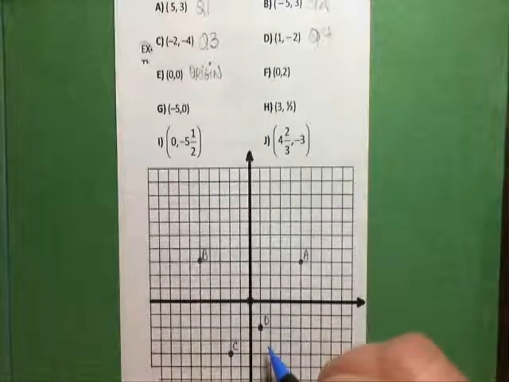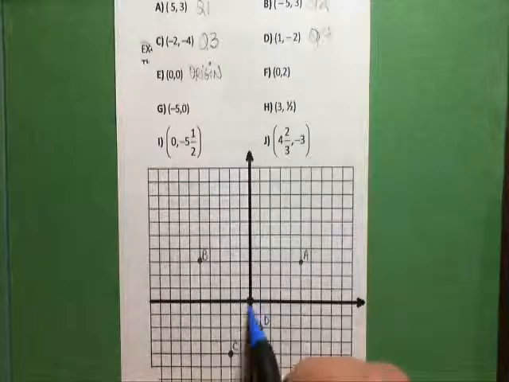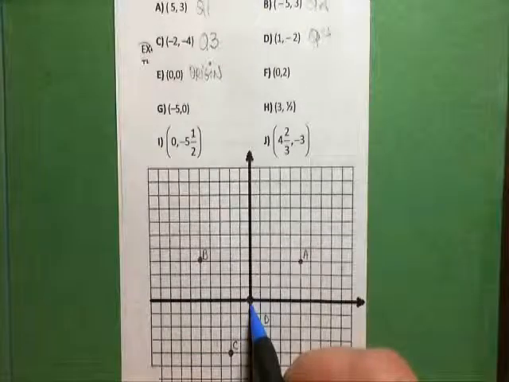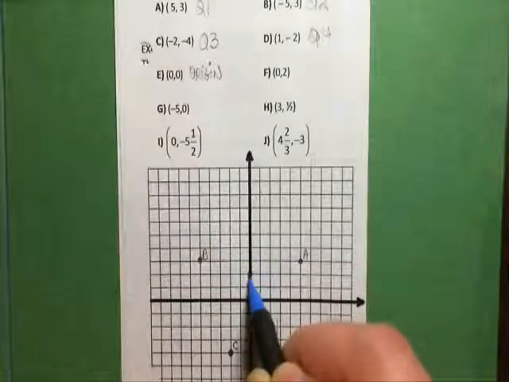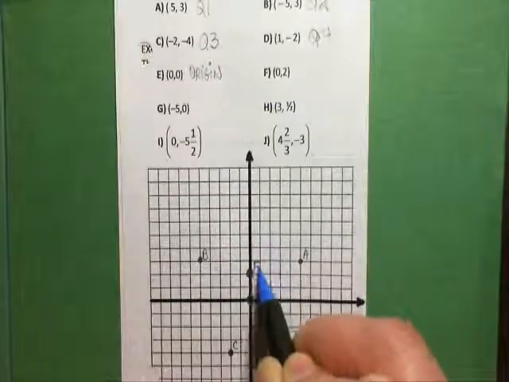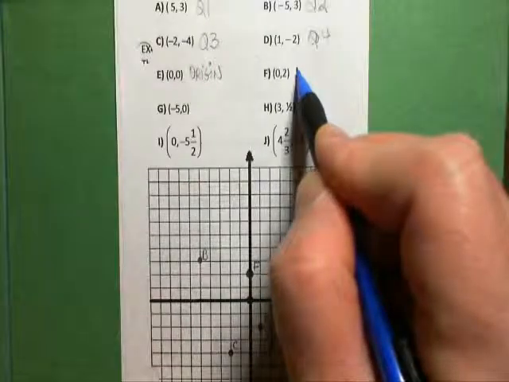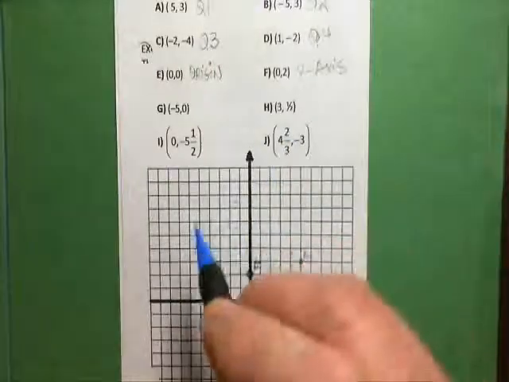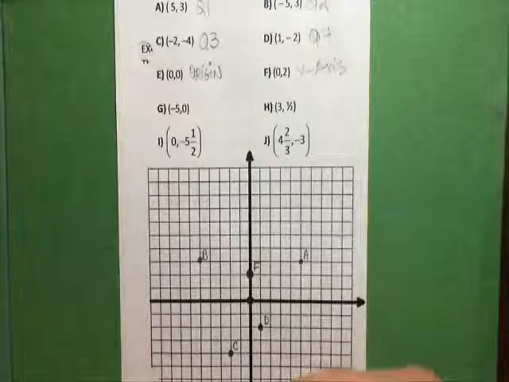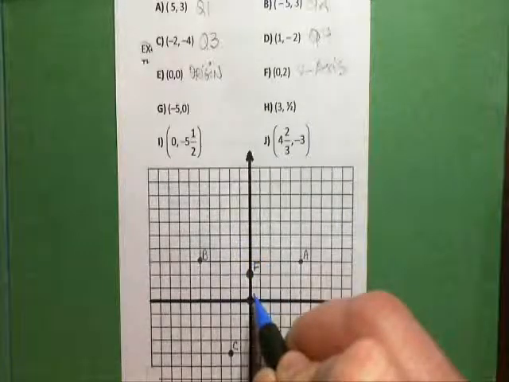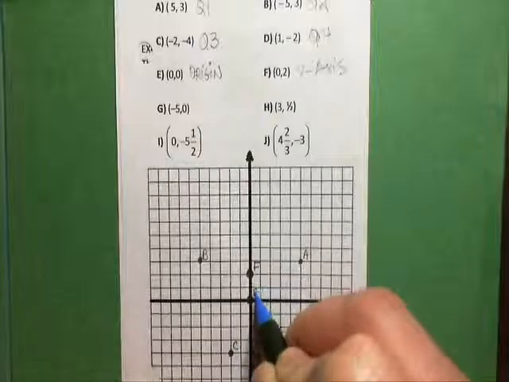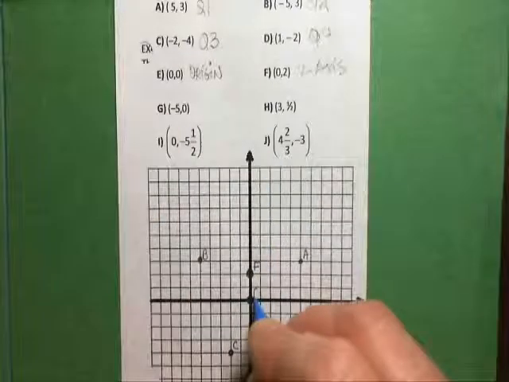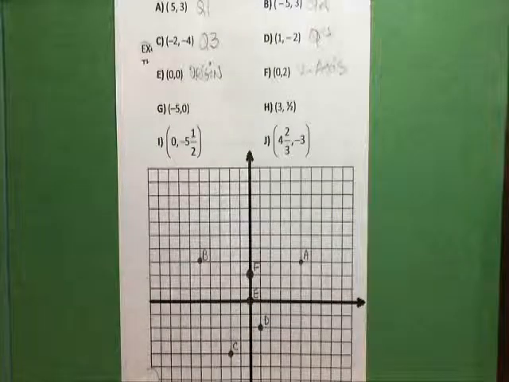And then we have the point 0, 2. Put your pencil there. The 0 means I don't go to the left nor right. I just stay there. Then the second coordinate is 2, so I go up 2. 1, 2. And that will be letter F. It's not in a quadrant, but is on the y-axis. Alright, very good. I forgot to put the label here. Oh no, I put letter F. I forgot the letter E.